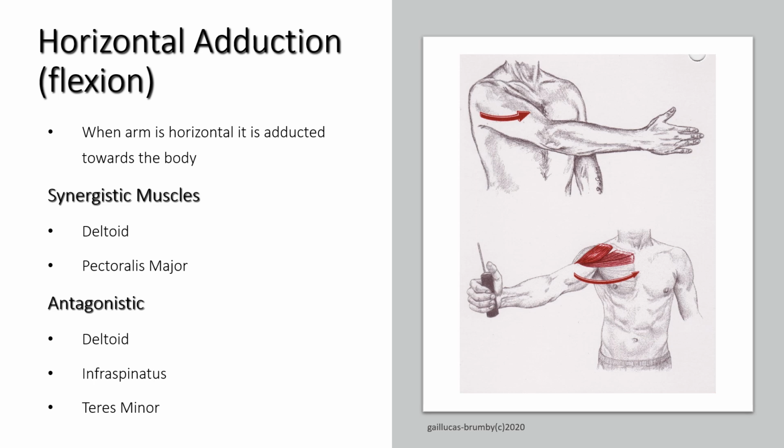And the muscles involved in that are going to be the deltoid and the pectoralis major. The antagonistic muscles will be the deltoid, infraspinatus, and the teres minor. So the synergistic will be the deltoid, that'll be the anterior fibers, and the antagonistic will be the posterior fibers.